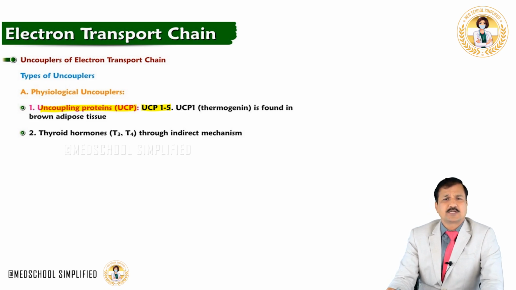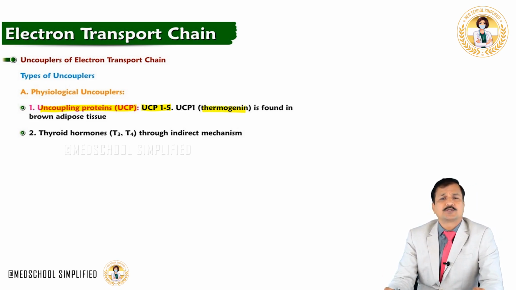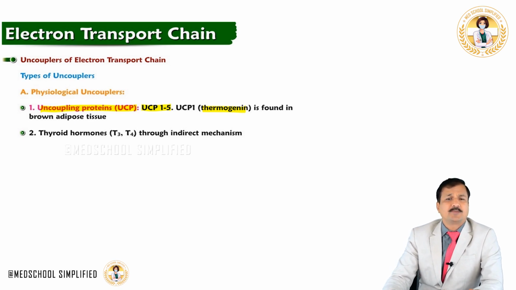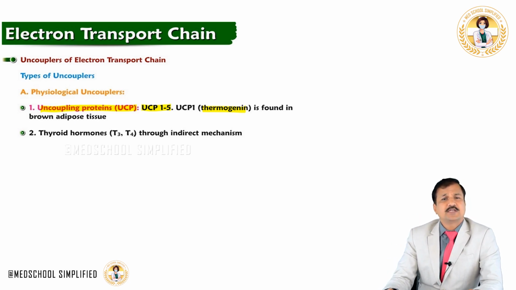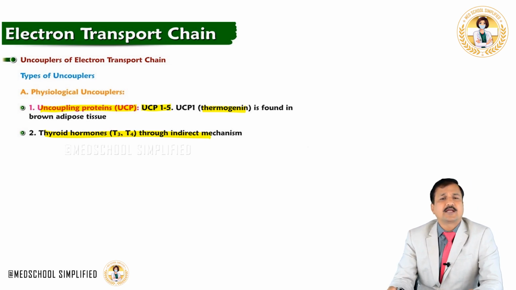Uncoupling protein 1 is referred to as thermogenin, and it is found in the brown adipose tissue. Brown adipose tissue is usually found in neonates, like newborns, and as growth and development go on, the quantity of it slowly decreases. And the thyroid hormones indirectly act as uncouplers of the electron transport chain.